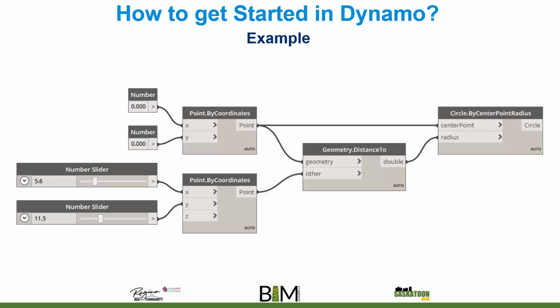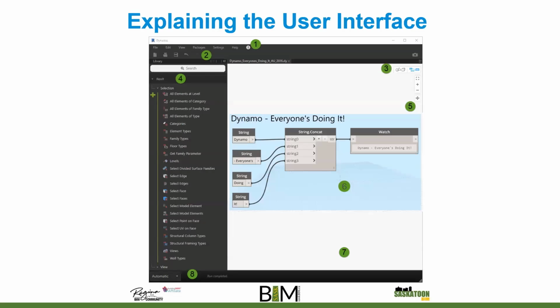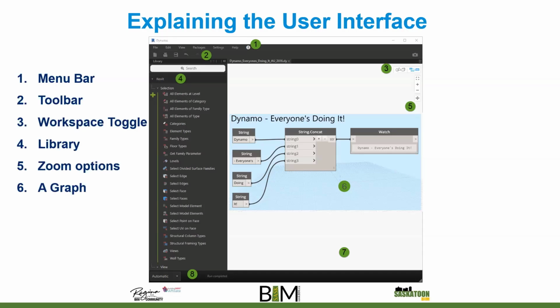Here's a quick example of what Dynamo looks like, and we're going to put a pin in that because if we get through all these slides, I want to show you a few things in the actual Dynamo environment. So now we're going to take a quick look at the user interface. So this is what Dynamo looks like when you fire it up inside of Revit. And so we've got some things, a menu bar, toolbar, very familiar to any Autodesk programs you might use. Workspace. The library is a big one. That's where all of your nodes are kept. Of course, we have the ability to zoom in and out. We have our graph. That's number 6. That's the important part.